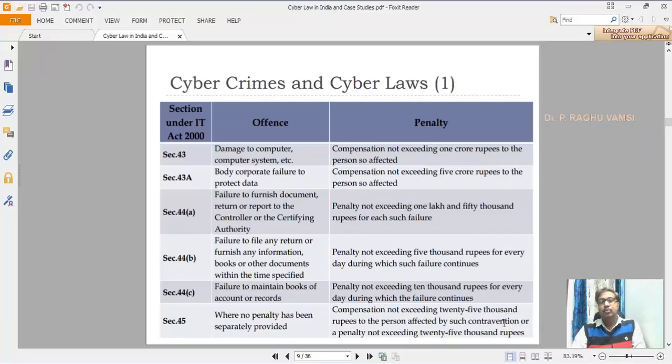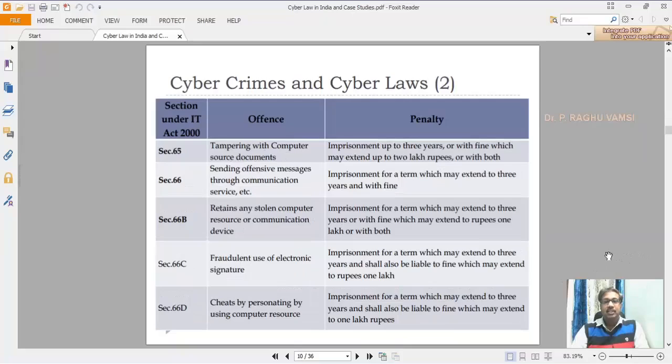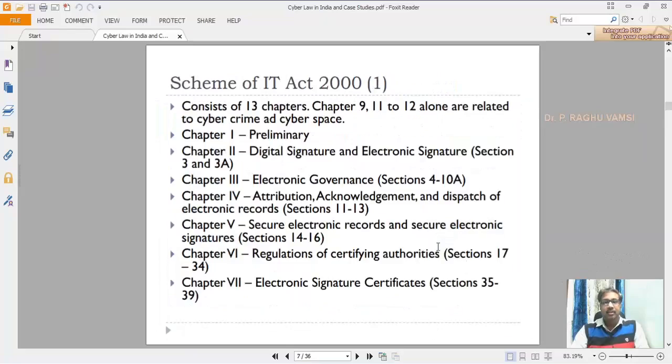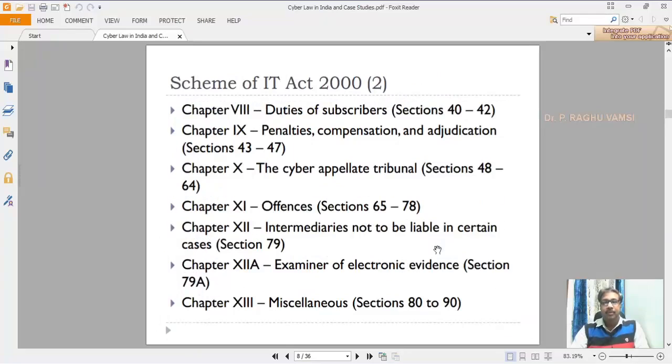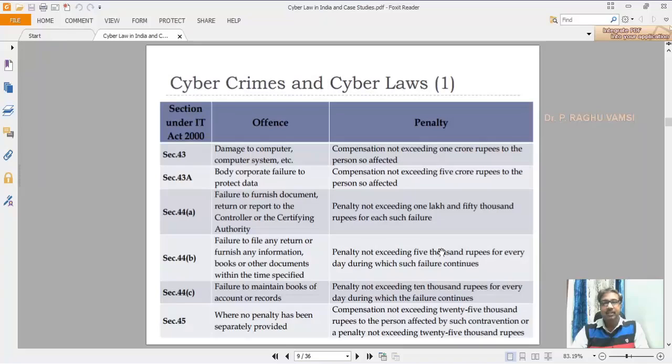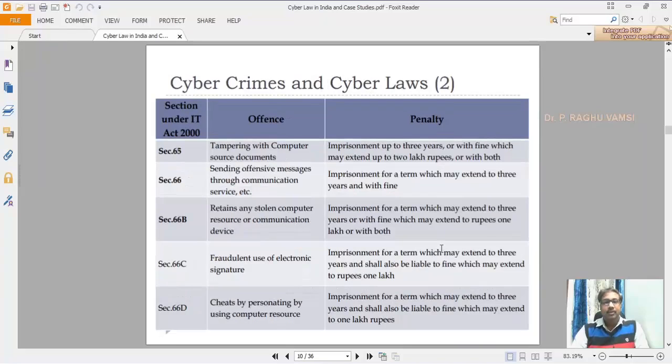So additional amount may be granted as compensation, as when the victim is unable to receive the amount within that specified time. Next is cyber crimes and cyber laws, which are related to chapter 11, which is section 65 to 78. Here, under section 65, tampering with computer source documents.